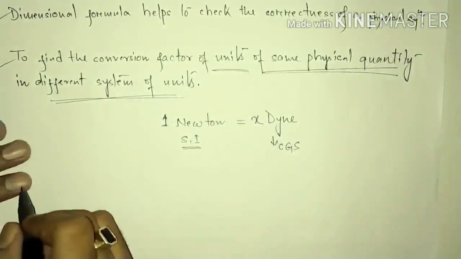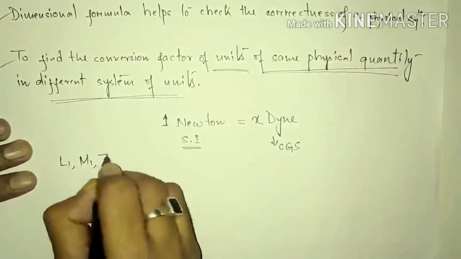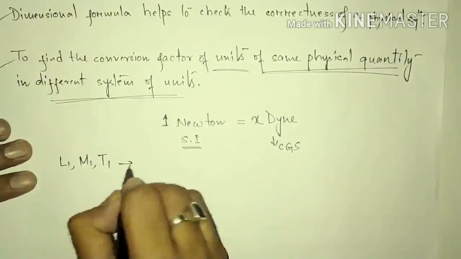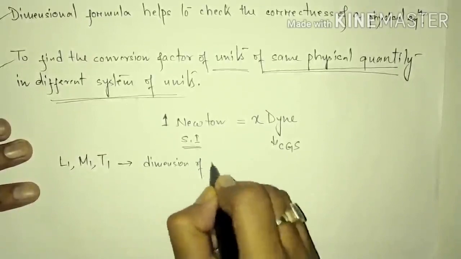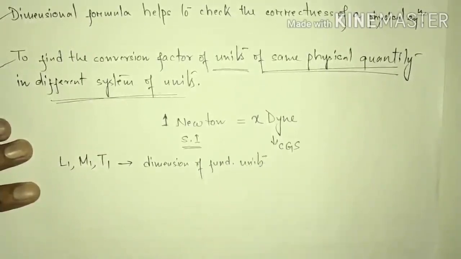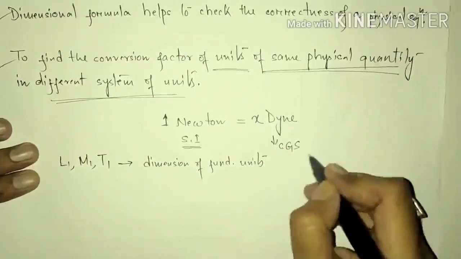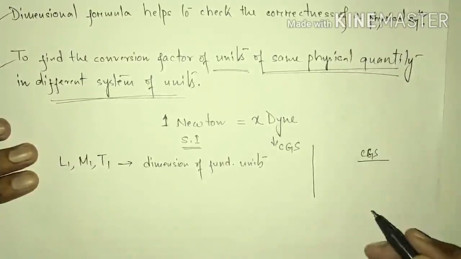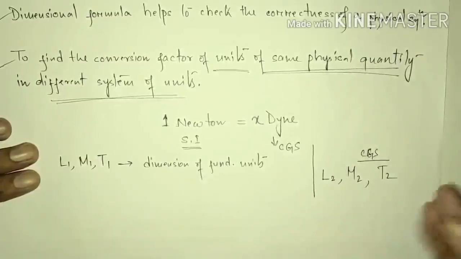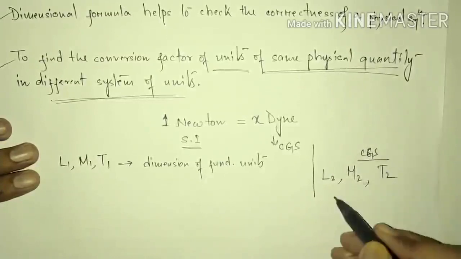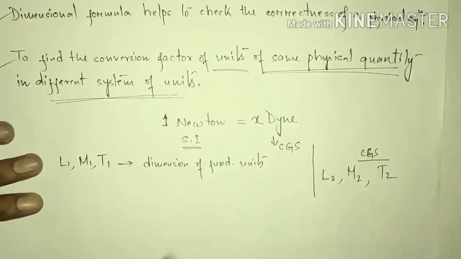Now say in the SI system, L1, M1, T1 represent the fundamental units. That means in the SI system I represent length by L1, mass by M1, time by T1. Similarly, in the CGS system, the respective fundamental units are represented by L2, M2 and T2. Remember, this is not power, this is just a representation. In order to represent everything in the CGS system, we are representing length by L2, mass by M2, time by T2. In the SI system, we are representing the same quantities by L1, M1, T1 respectively.